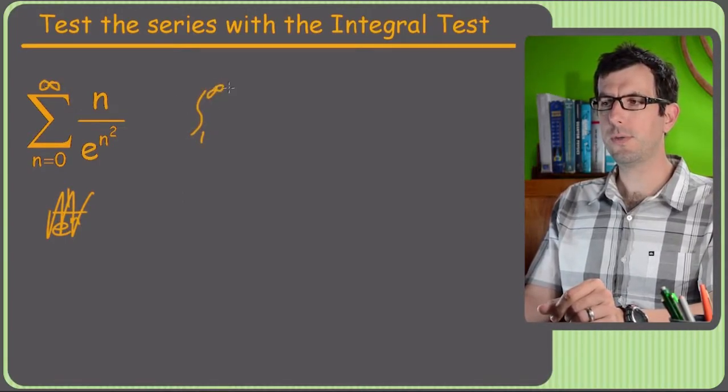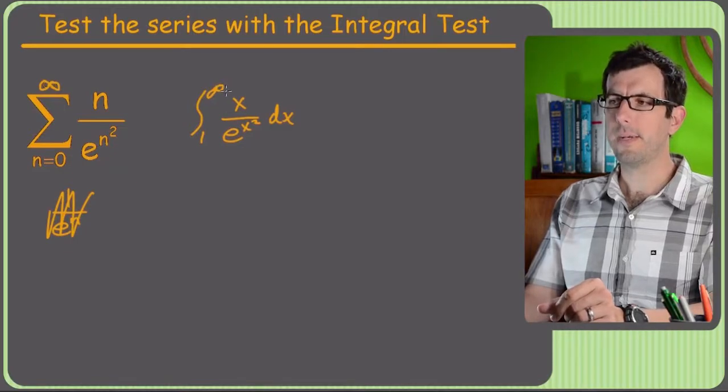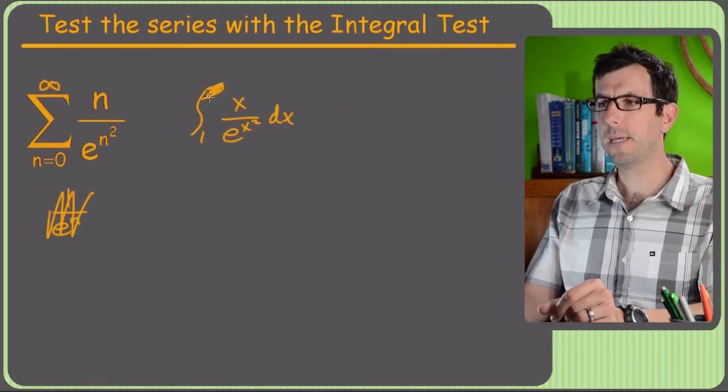So I'm going to turn this into an integral from 1 to infinity of x over e to the x squared dx. And naturally, since that's infinity, I have to replace that with b and put a limit as b approaches infinity out front.